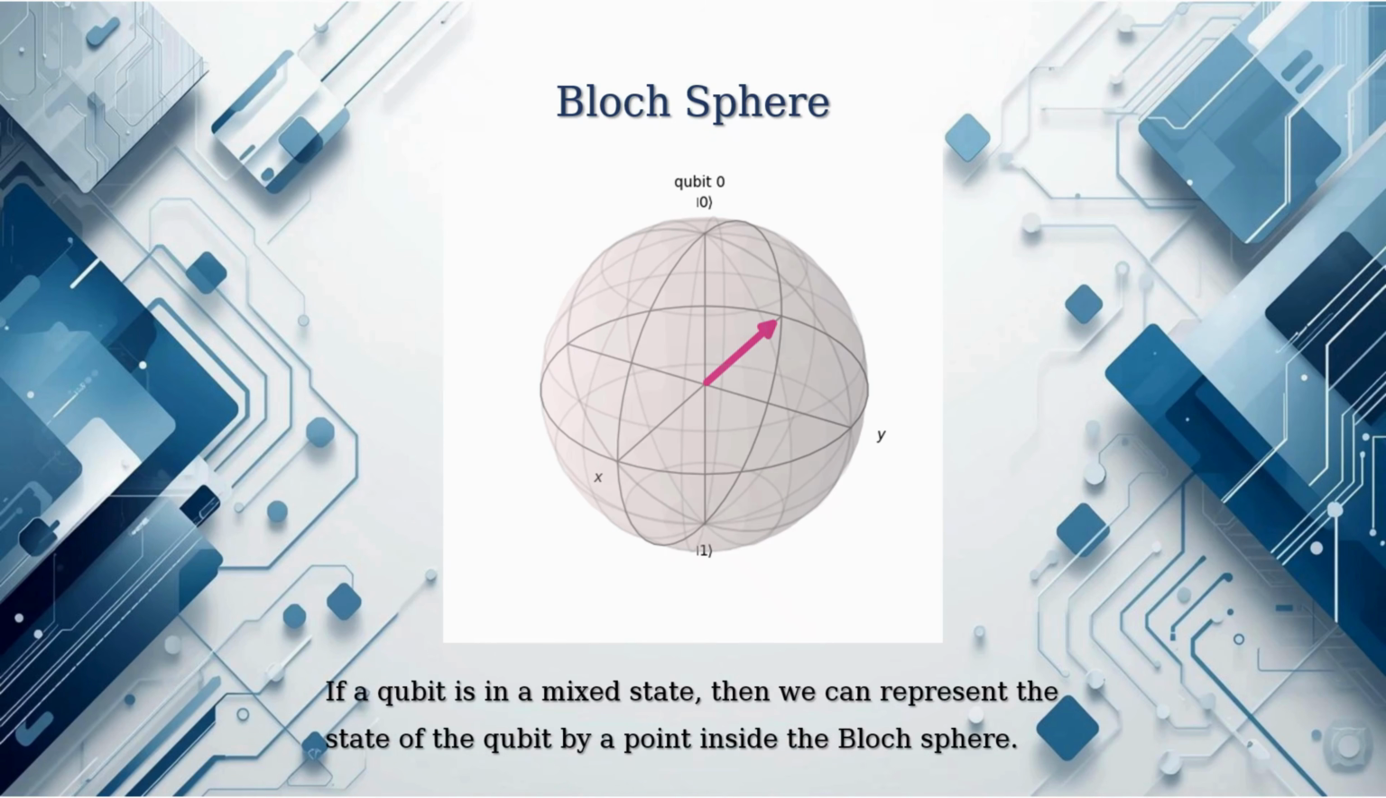If a qubit is in a mixed state, then we can represent the state of the qubit by a point inside the Bloch sphere.